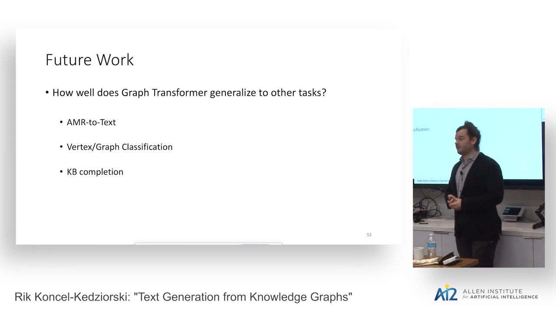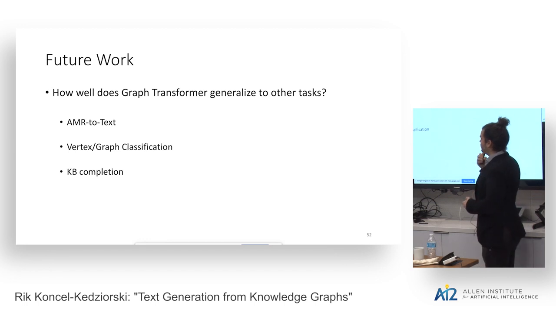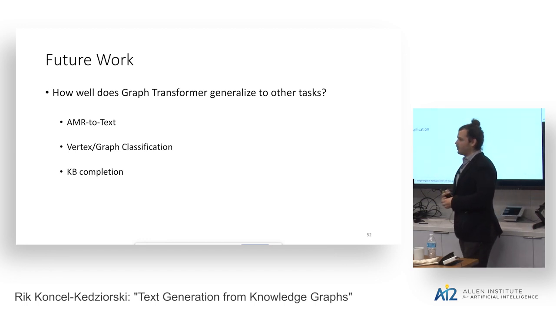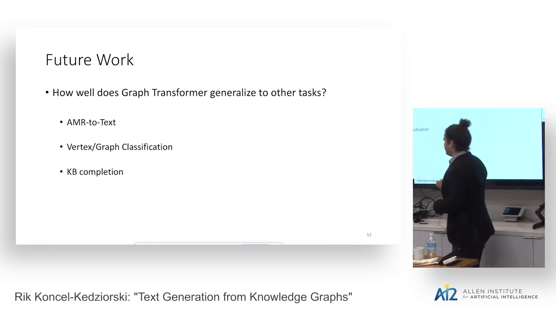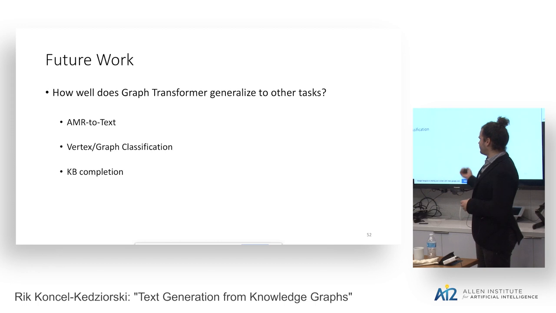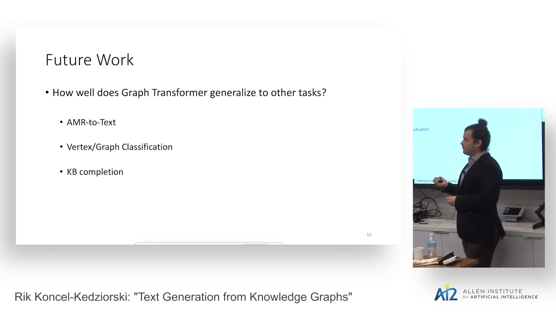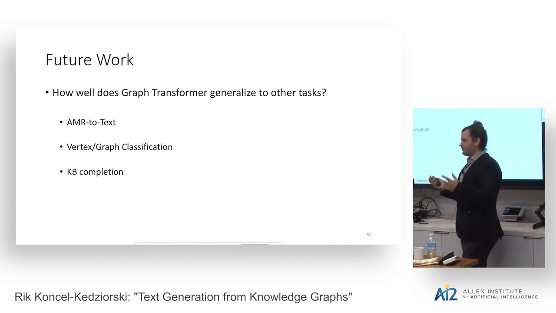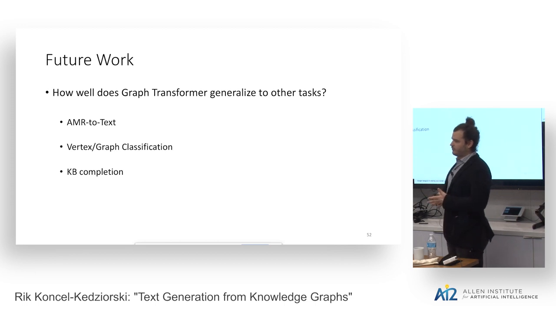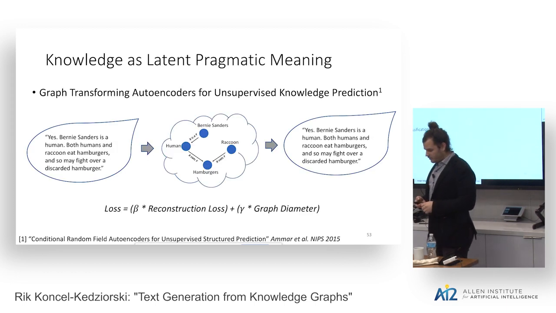And then lastly, we're very interested in how well this encoder generalizes to other tasks. Right now, Danush and I are working on using this encoder in AMR to text generation. And there's been a little bit of movement from Luan, another co-author on this paper, on using this for knowledge-based completion. And then generally, these encoders are tested on vertex or graph classification for larger graphs, like protein structure graphs or things like this. So we're going to try and incorporate this encoder into that task setup as well.